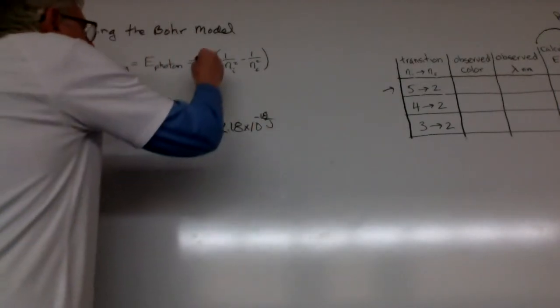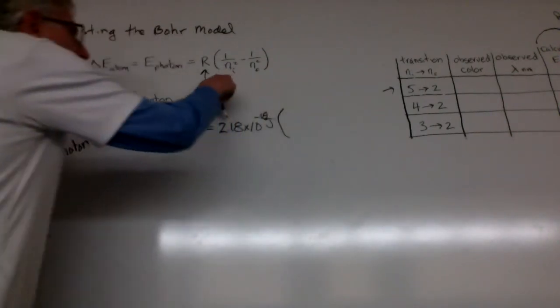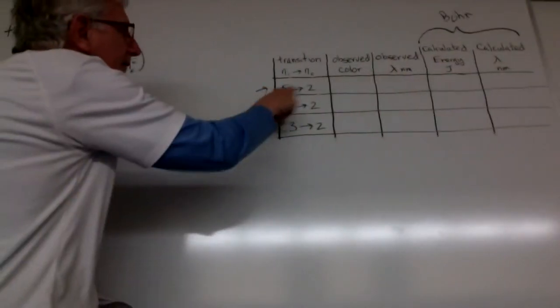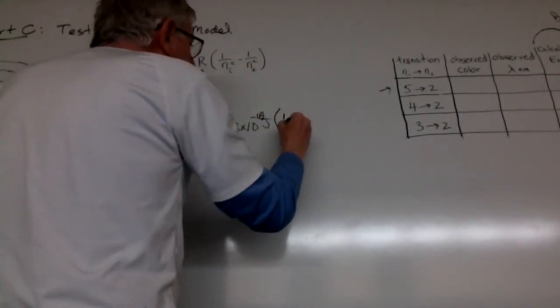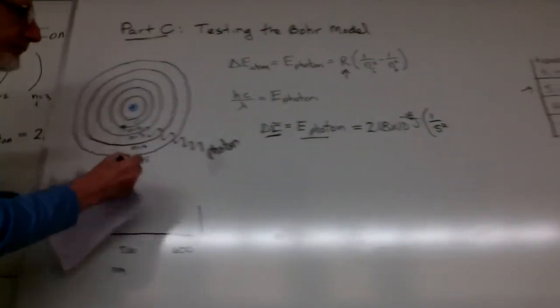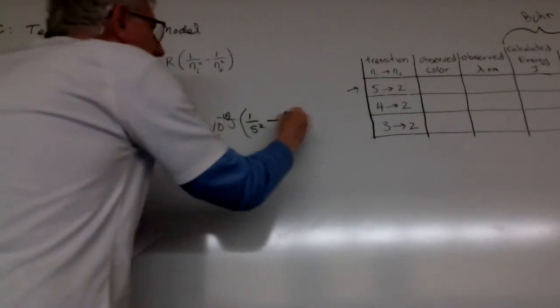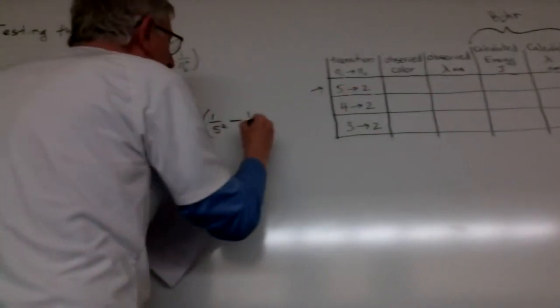That's given in your protocol. This is called the Rydberg coefficient. And now what is our n initial? What's our initial state? Well, remember we're looking at the 5 to 2 transition. So we have 1 over n initial squared, so that would be 1 over 5 squared, because we're starting in the 5th orbital, minus 1 over n final, where we end up. Well, where do we end up? We end up in the 2nd orbital, so 1 over 2 squared.